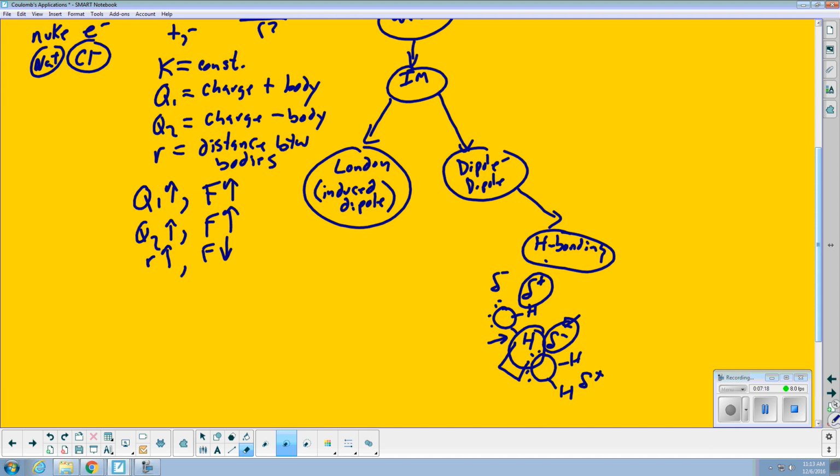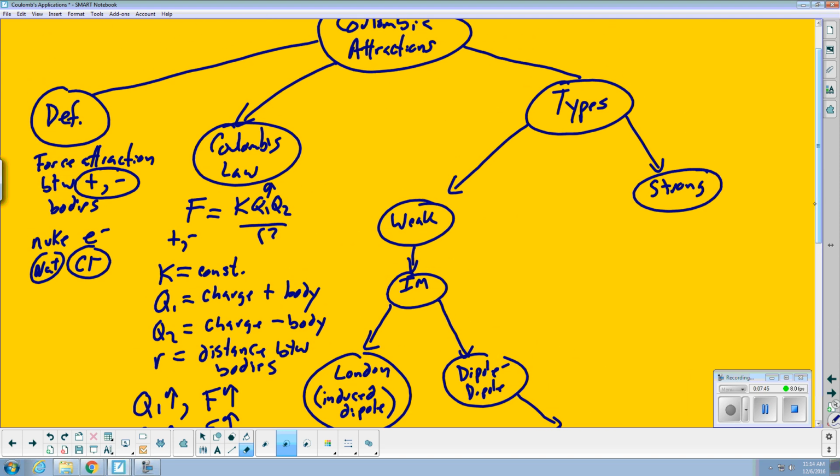Its strength is going to be driven by Q1, how strong this partial positive is, Q2, how strong this partial negative is, and R, how close those molecules get together. That explains the strength of hydrogen bonding in terms of Coulombic forces. We'll get into this in more detail as we look at some of the questions. But let's go up here to the other type.